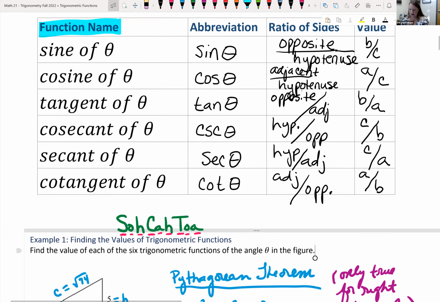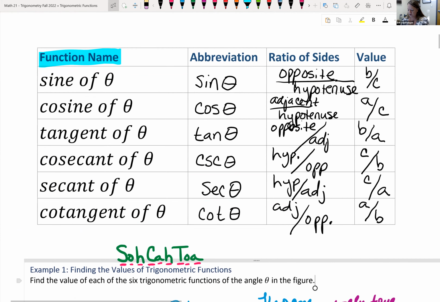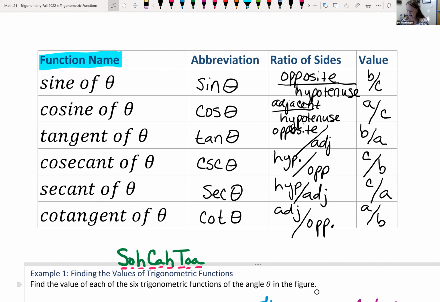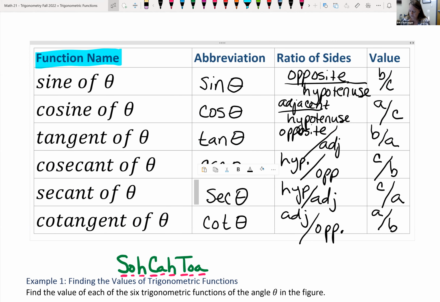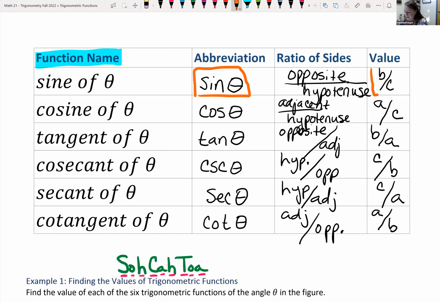So if we go back up here and look at our trig functions and the ratio of sides, look at the following. So looking at sine theta, this is B divided by C. And if you look over here, cosecant theta is just the reciprocal of sine theta, which is C over B.